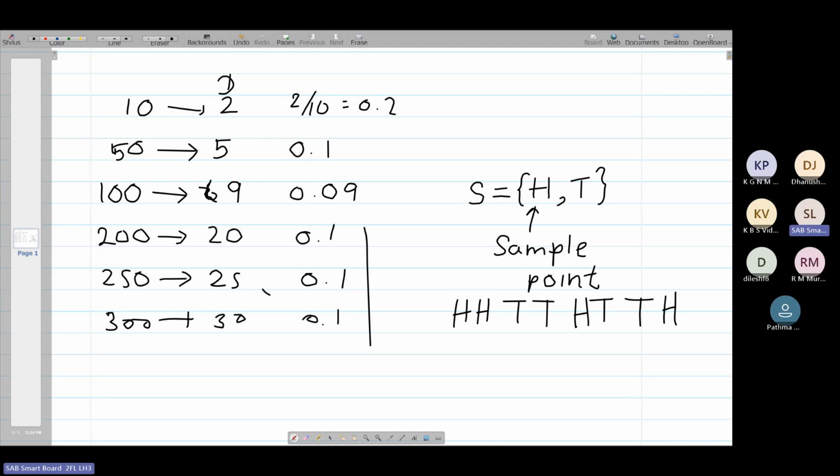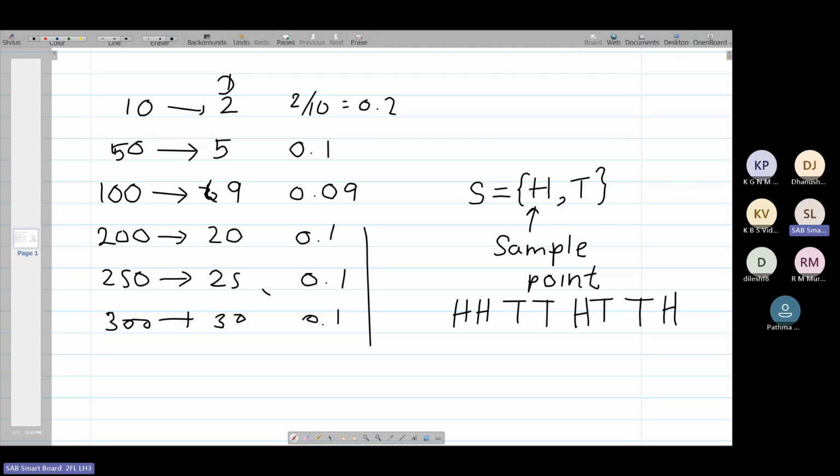Then tossing 3 coins, how many? Tossing 1 coin, it's only 2 sample points. Then tossing 3 coins, there are eight outcomes: 3 heads, 3 tails, 2 heads and 1 tail, 1 head and 2 tails. Then how many? There are 8.